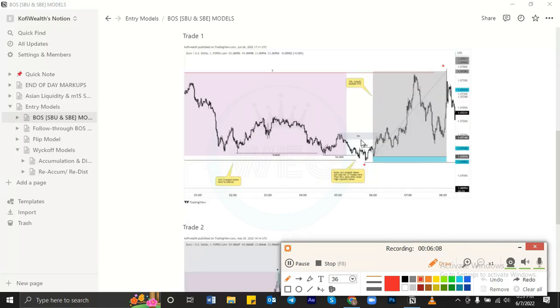On the first example, this was a counter trend trade on the 15 minute. The 15-minute low was in confluence with the Asian low, and it got taken out. So I had a change of intent. The 15 minutes was bearish, so this trade right here that you see is a counter trend trade to the 15-minute time frame.